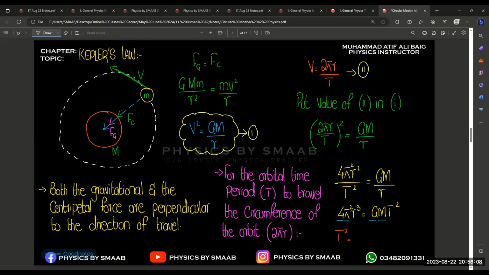t square is equal to 4 pi square over GM into r cube, right?